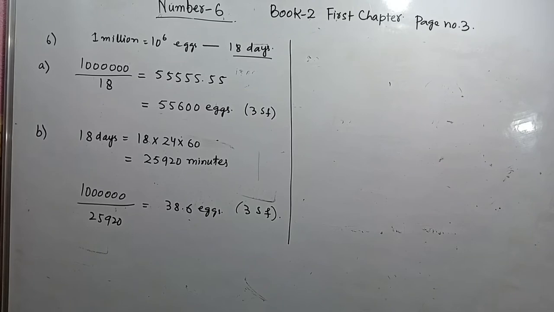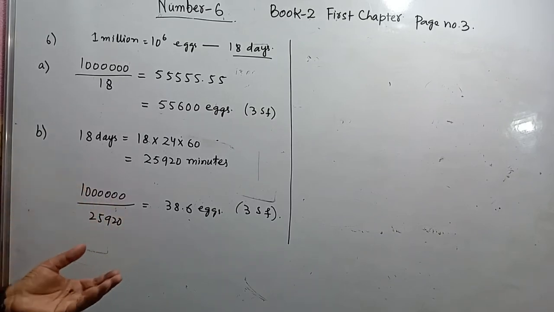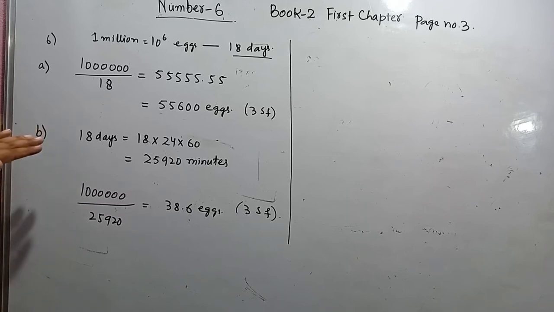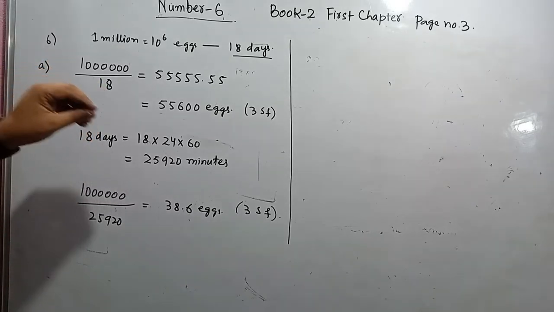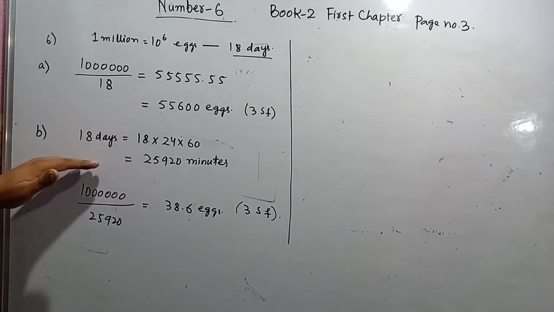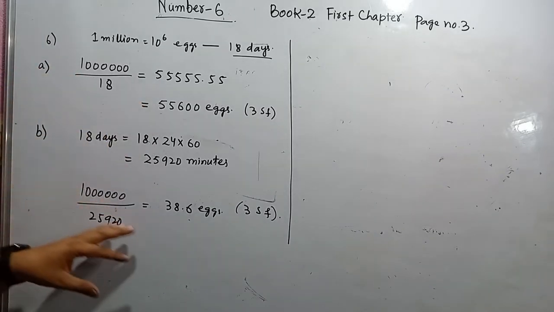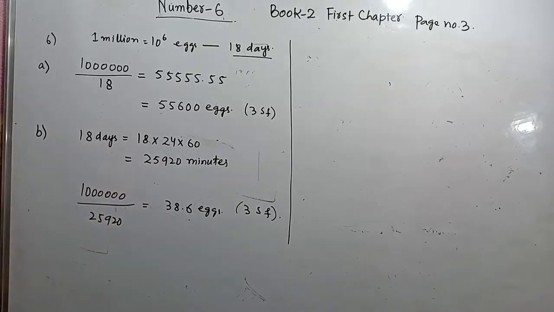One point I want to mention here, it was not given in the question whether the given values are in direct proportion or not, nor did they ask us whether they are in direct proportion. Here it was a general question that 1 million eggs have been laid in 18 days. We need to find how many eggs in one day, and similarly we need to find how many eggs she will lay in 1 minute.